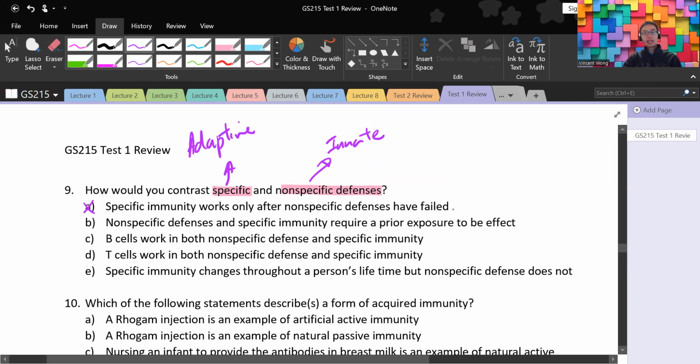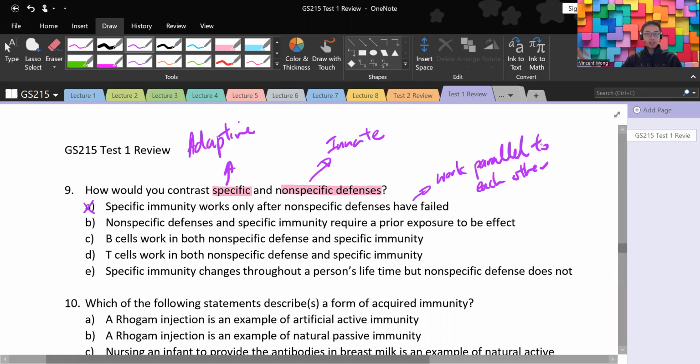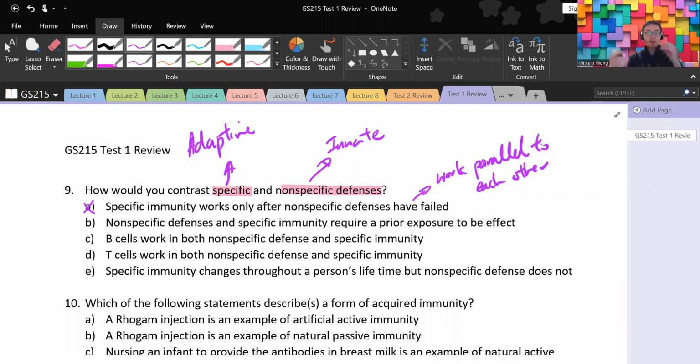That's not true. Okay, it's possible for them to work parallel to each other. Okay, it's not mutually exclusive, right? In fact, they feed back to each other to amplify the effects, right? The antibody that you produce can end up enhancing phagocytosis, for example, and so they do not work in isolation.